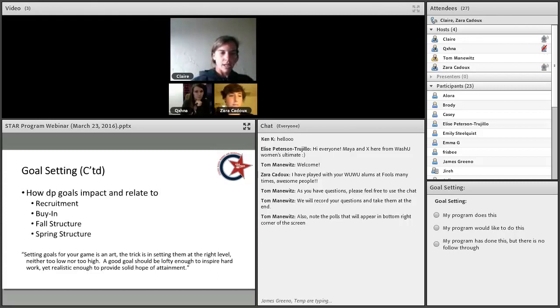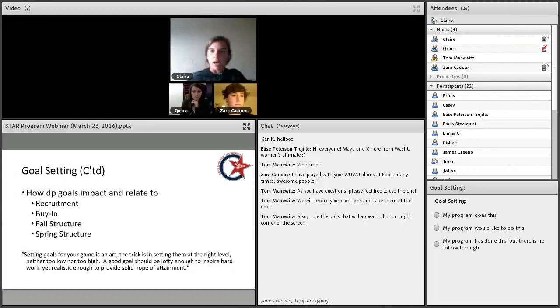The next slide. And so this is how our goals relate to recruitment, buy-in, and season structure. So recruitment-wise, when your leadership is meeting in the fall and deciding what you want your team to be, you may be doing a little goal setting beforehand, and it has a lot to do with your recruitment. So everything you do should align to your process and outcome goals.